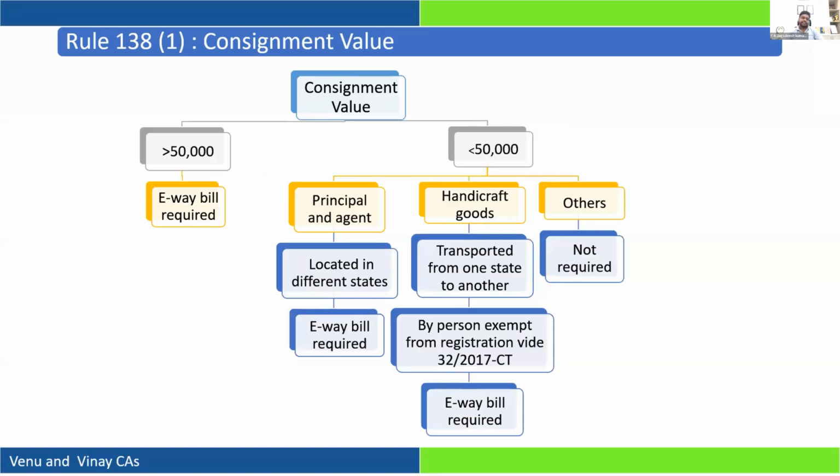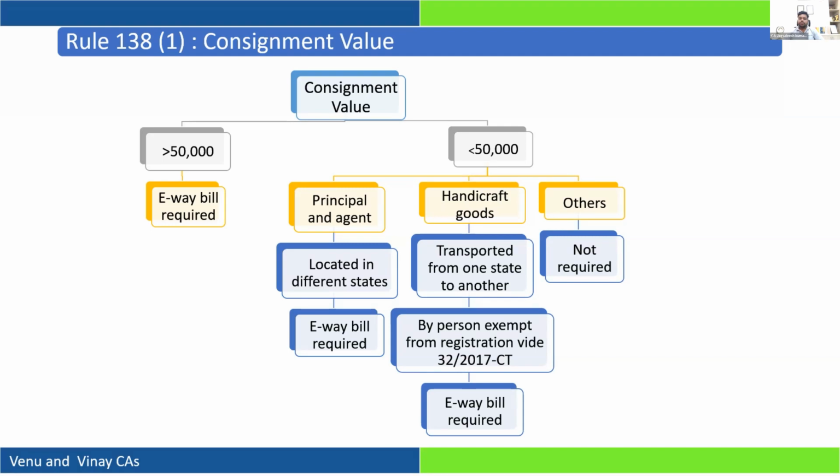So in the previous slide, Rule 138 required the generation of e-waybill with a consignment value exceeding 50,000, right? But even in some cases where the consignment value is less than 50,000, e-waybill is required to be generated mandatorily. We'll see what all those cases are. In case of job work, where the principal or agent is located in different states, even if the consignment value is less than 50,000, e-waybill is mandatorily required to be generated.